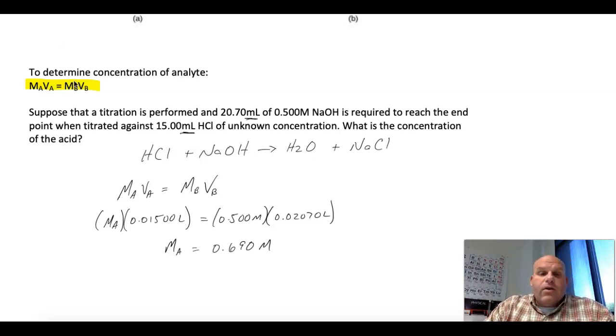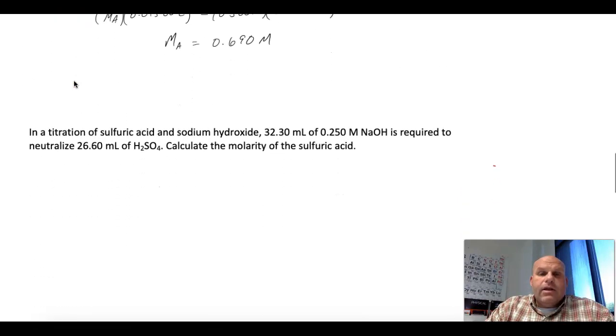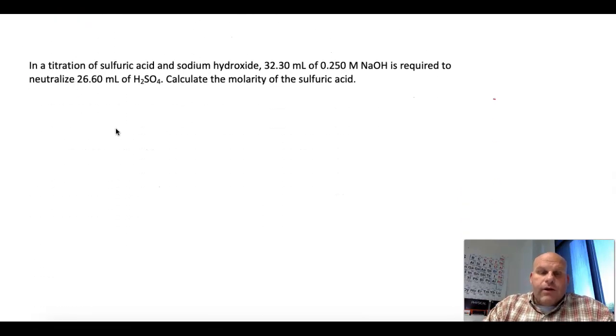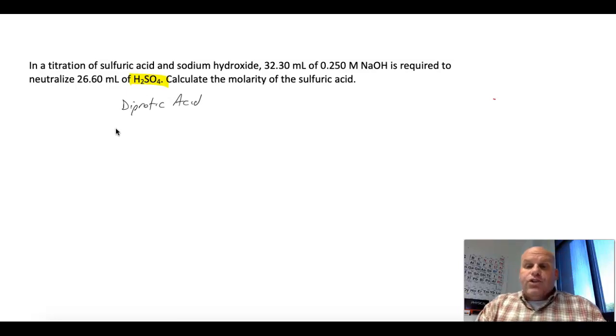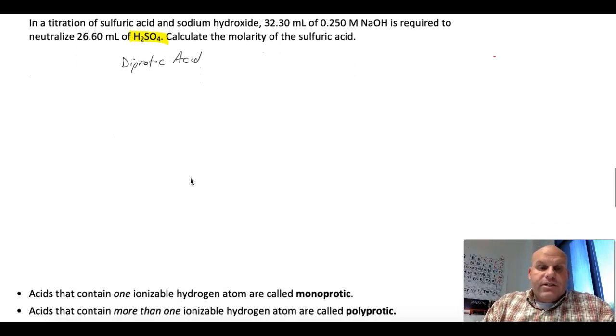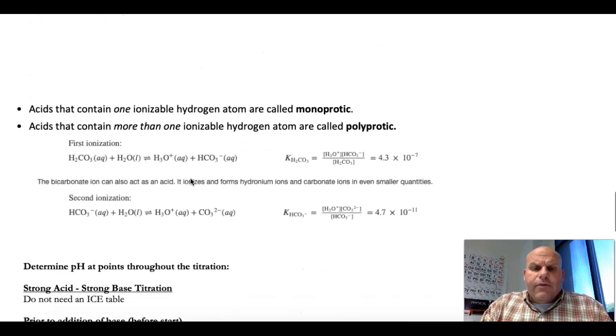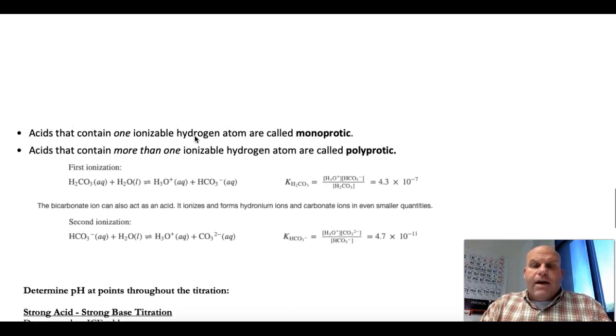I have a second question here that is a little different. There's an added wrinkle here, and that is the fact that if you take a look at our acid in this problem, it is what is known as a diprotic acid. So unlike HCl that had just one hydrogen, H2SO4 has two hydrogens. Let me just skip ahead for a second and talk a little bit about monoprotic versus polyprotic acids.